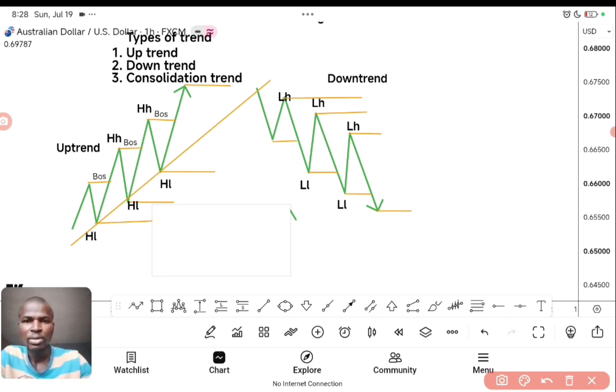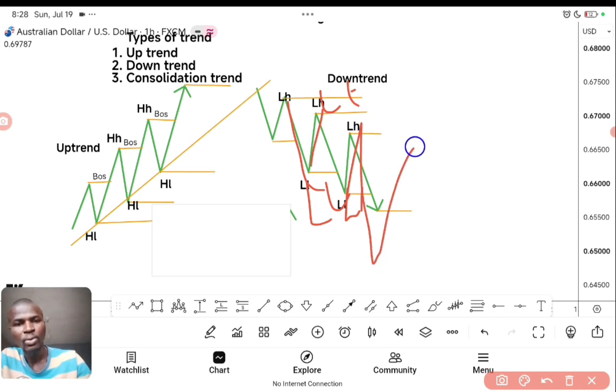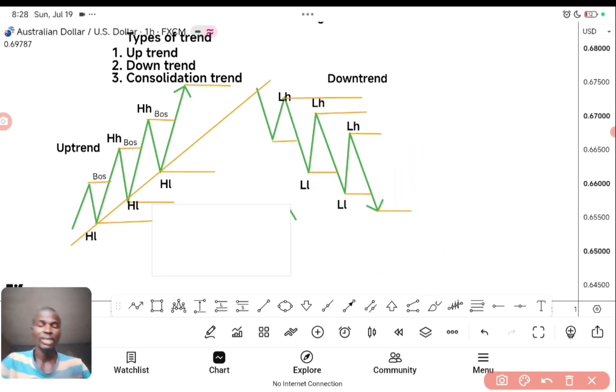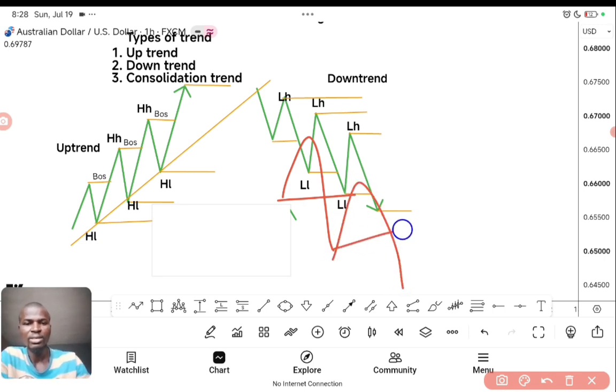So this aggressive break to the downside is called lower low. This mini retracement is called lower high. Lower low, lower high, lower low, lower high, lower low. So that's how it is, as I have labeled it. So when a structural point is being broken to the downside, it is a downtrend.